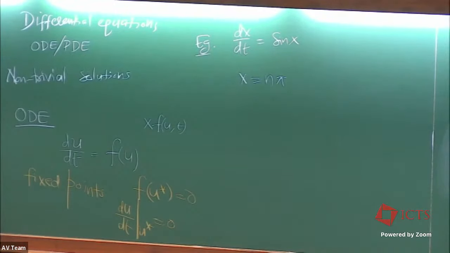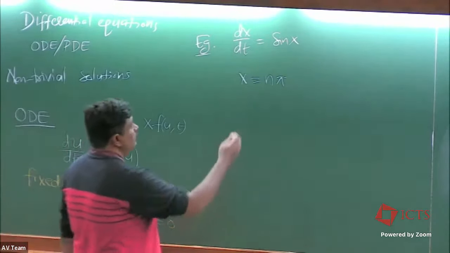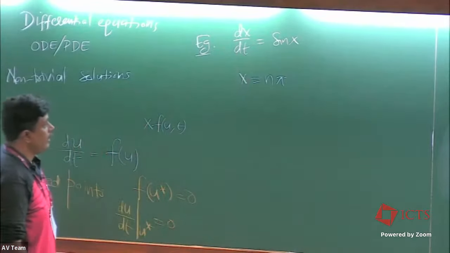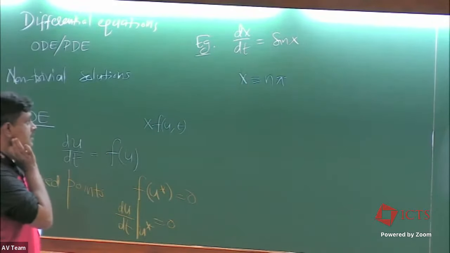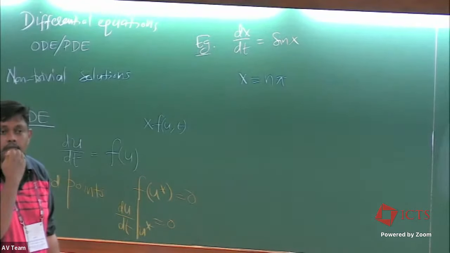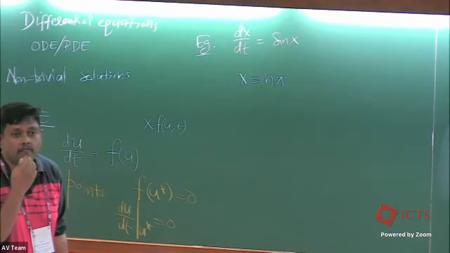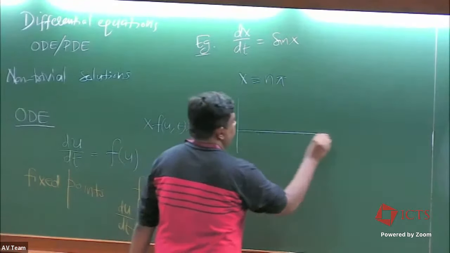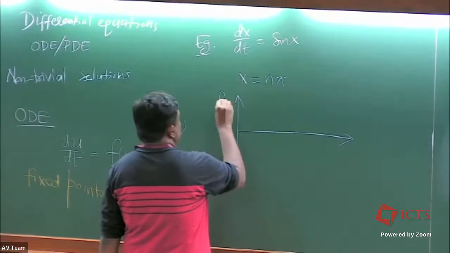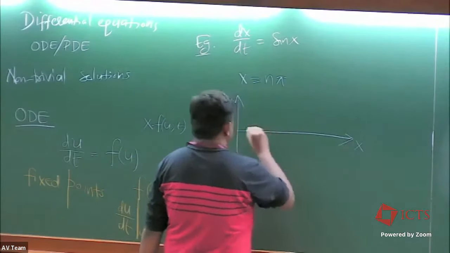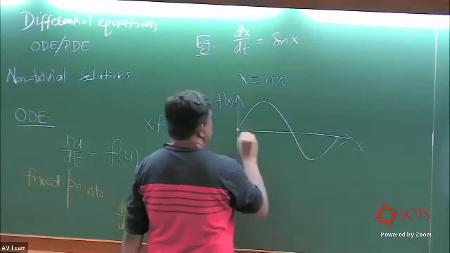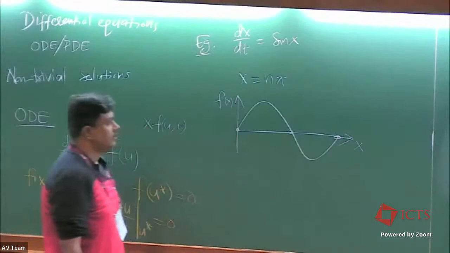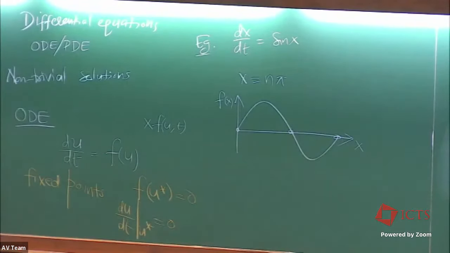And so now if you start the system somewhere and allow it to evolve under this dynamics, which fixed point will it go to? How will I know which fixed point it goes to? So I'll sketch f. You said there are these three fixed points. Now, which fixed point will it go to? It depends on where I start from. Does that make sense?